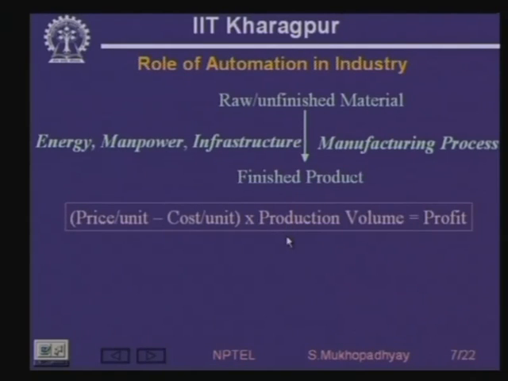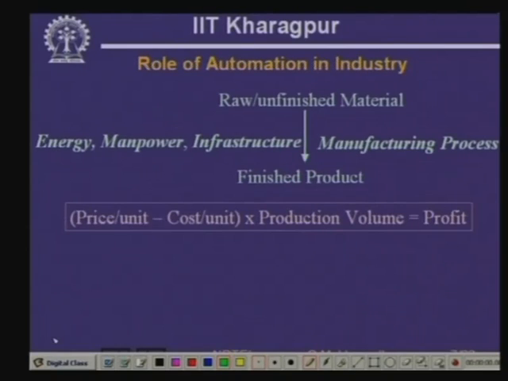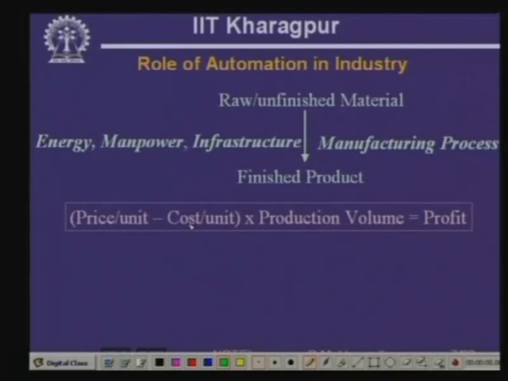Here we are assuming that whatever you produce you can sell. So, over a given time, the profit you will get, assuming that you can sell whatever you produce, this is going to be the profit. From this equation, which is very simple, you can easily understand what will increase profit.